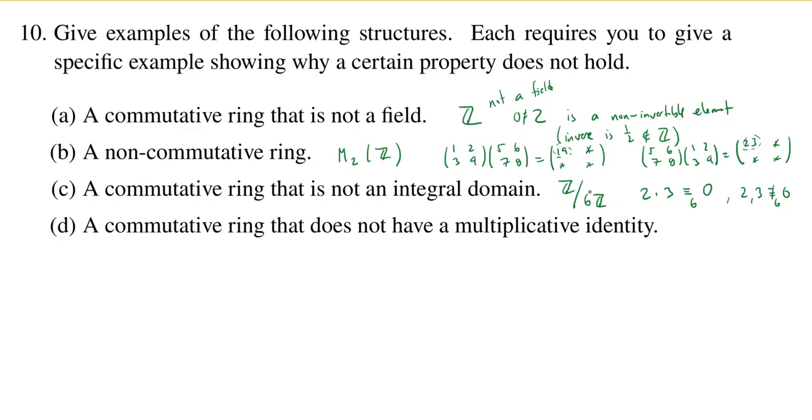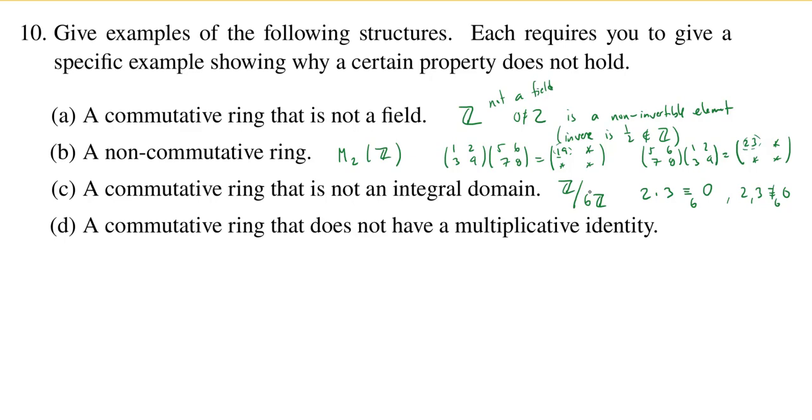Okay, finally, we want a commutative ring that does not have a multiplicative identity. And this is probably the trickiest problem on here, although the answer is quite simple. So all of the rings that we've been playing around with, matrix rings, integers, Gaussian integers, Dedekind integers, modular integers, they all have a multiplicative identity. What could you do to get rid of it?